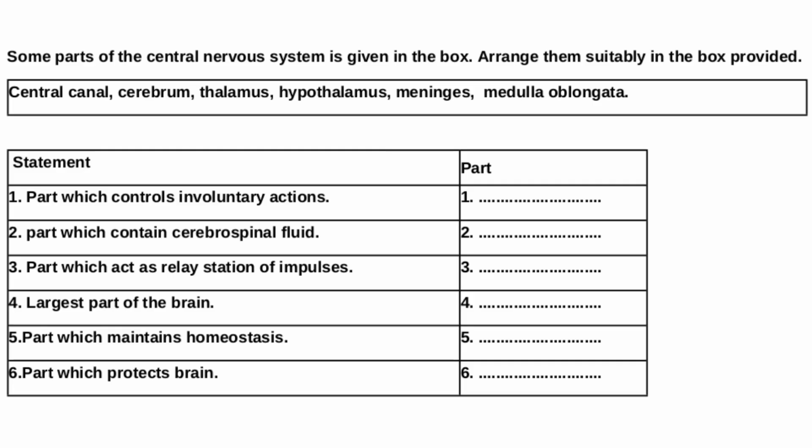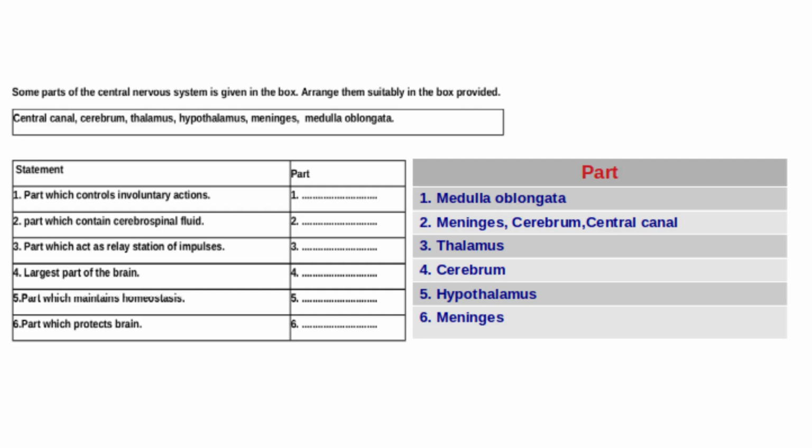Next question. Some parts of the central nervous system is given in the box. Arrange them suitably in the box provided. Here the parts given are central canal, cerebrum, thalamus, hypothalamus, meninges and medulla oblongata. So if you analyze the table, the first statement, part which controls involuntary actions, and the answer is medulla oblongata. Second one, part which contain cerebrospinal fluid. Cerebrospinal fluid is present in the meninges, cerebral ventricle, so cerebrum, and central canal of spinal cord. So here 3 answers, meninges, cerebrum and central canal.